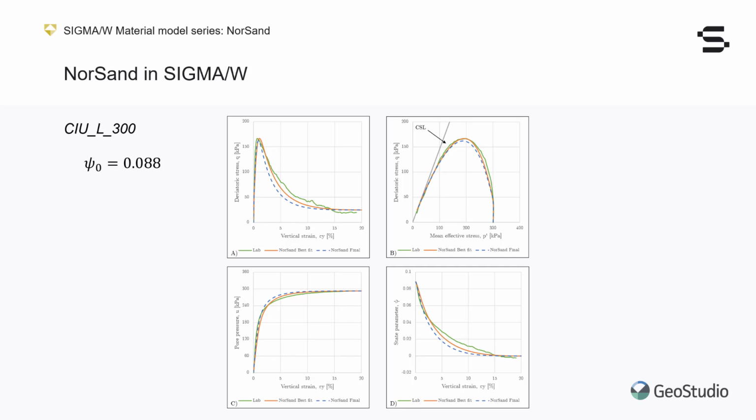This is a really great example of the strength of NorSand. With a constant set of input parameters coupled with state-dependent relationships, one can simulate dilatant as well as very contractive behaviors.